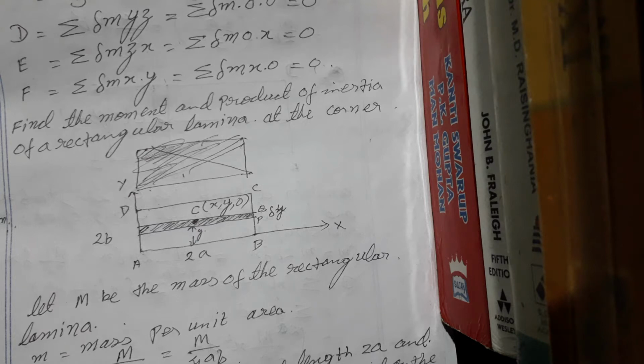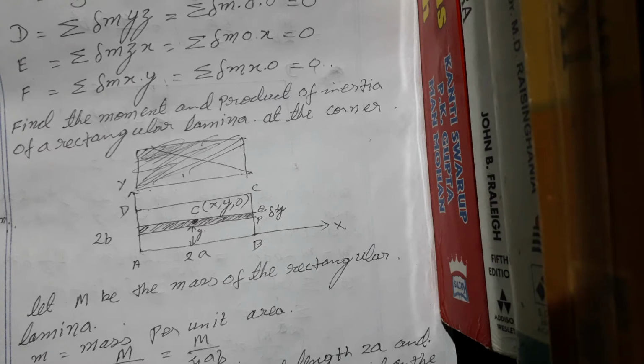Hello students, today I'm going to explain how to find the moment of inertia and the product of inertia of a rectangular lamina. Similar to the rod, where we found them at the corner and at the center of the rod, in this case also we are going to find the moment of inertia and the product of inertia at the corner of a rectangle as well as at the center of the rectangle.